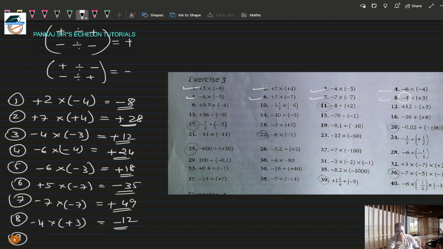Then ninth answer, let us see. What is ninth? It is plus 0.5 multiplied by minus 4. Okay. So first you have to multiply the signs. Plus and minus, when you multiply, you will get a minus. And 4 into 0.5 will be how much? It should be 4 5s are 20. So 2. Okay. 2.0. So this is the answer for the ninth one. Right? So till here we have completed 9 questions.